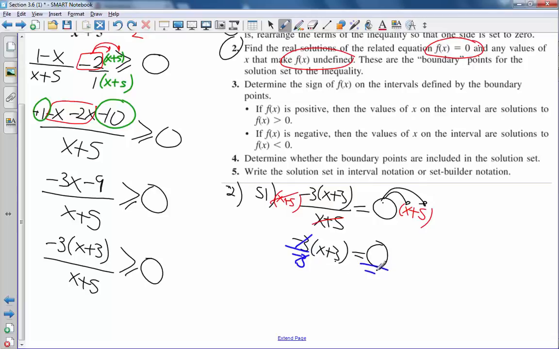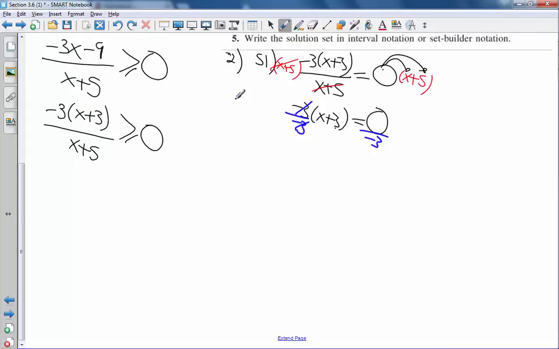Divide by negative 3. Oh, beta of 0 surfaces again. What happens if you divide 0 by a number? 0.